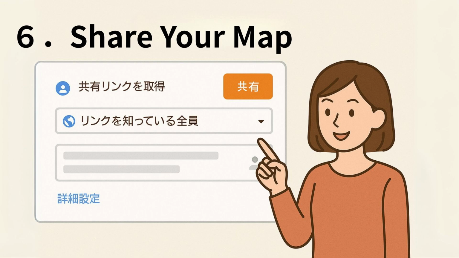Finally, here's how to share the My Map you created with others. Select Get Shareable Link and set it to Anyone with the link. Now, anyone who has the link will be able to view your map.